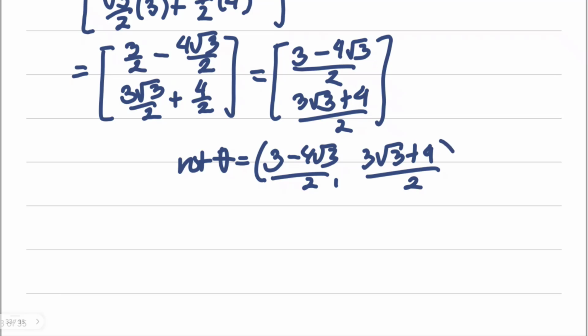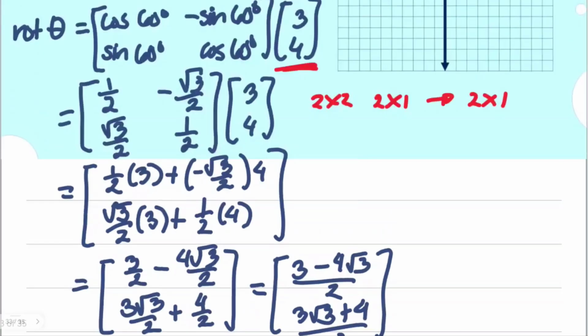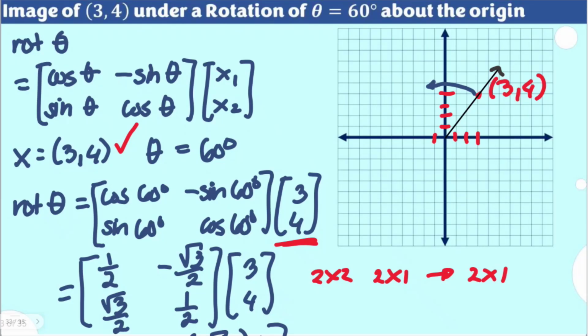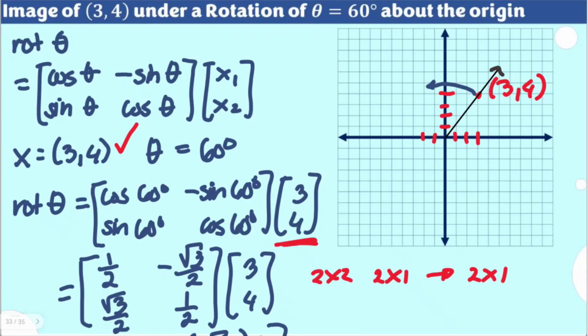This is actually (3 minus 4 square root of 3) all over 2, and (3 square root of 3 plus 4) all over 2. If you would like to come up with an approximation in decimal notation, so that we can plot this on our Cartesian plane, it's approximately negative 1.96 for our x, and for our y, 3 square root of 3 plus 4 divided by 2 is approximately 4.60. As we can see, it's in the second quadrant. So basically, negative 1.96 is almost 2, but it's not 2. And then 4.6: you have here 1, 2, 3, 4, almost there, half. So this is actually the location.